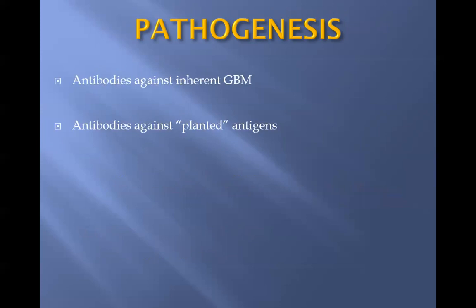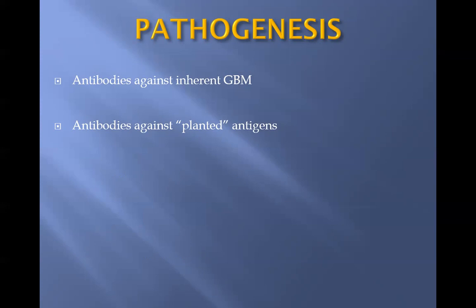Pathogenesis: either there is antibody against inherent glomerular basement membrane, meaning the antibody is directly attacking the basement membrane. The whole basement membrane becomes antigenic. Or antibody against planted antigen. Antigen, wherever it is, comes floating and gets stuck in the glomerular basement membrane, and antibody then goes and attaches to it. That is called a planted antigen.